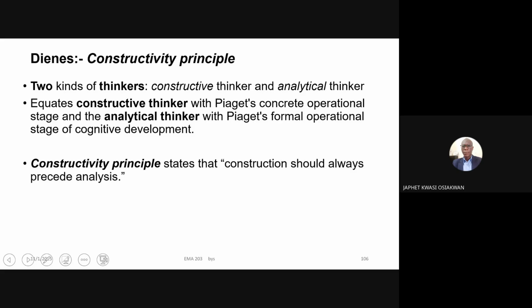All right. Okay, so here the constructivity principle is saying that we have two kinds of thinkers: the constructive thinkers and the analytic thinkers. Always know that we have these types of thinkers in your class. We have people who are constructive thinkers, and we have people who are analytic thinkers. Then you will be able to prepare for them.